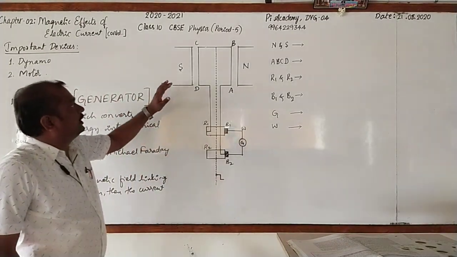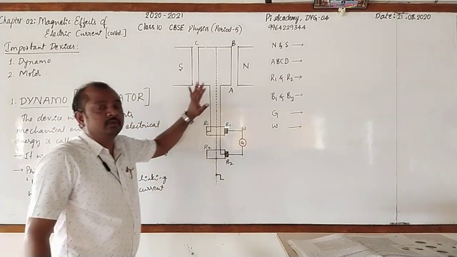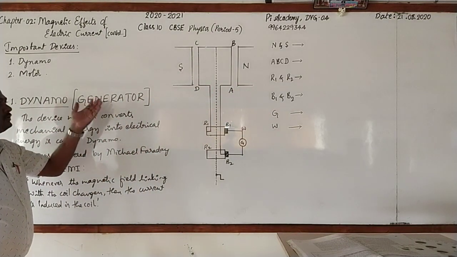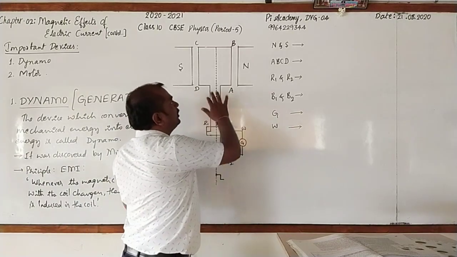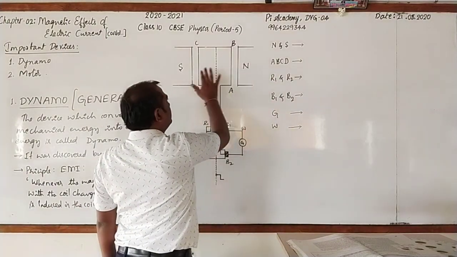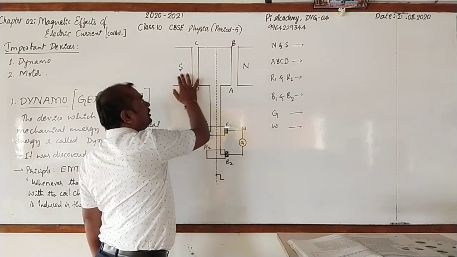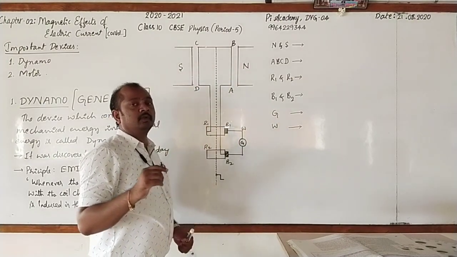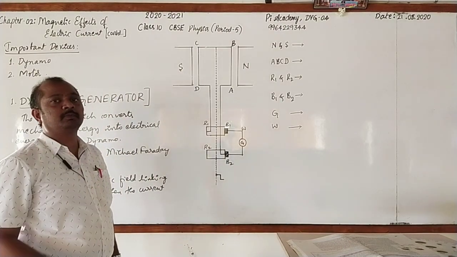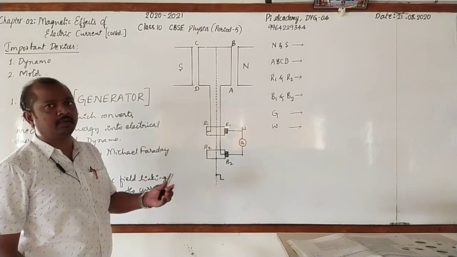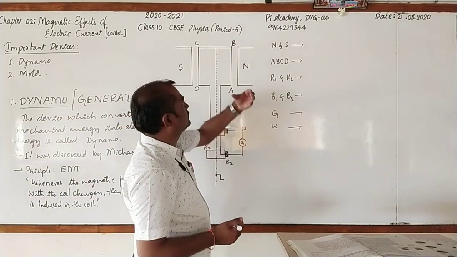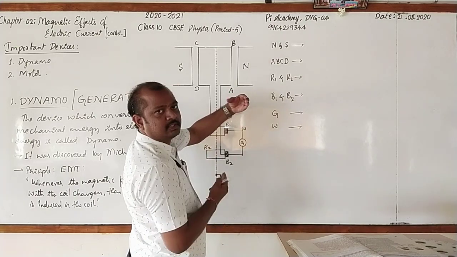Dear students, observe here, I have drawn the two-dimensional figure of the dynamo or generator. First I will explain the terms. Here N and S are the poles of a field magnet. Here we use a U-shaped magnet as the field magnet, nothing but a horseshoe magnet. It will be like this. Got it? North pole and south pole.